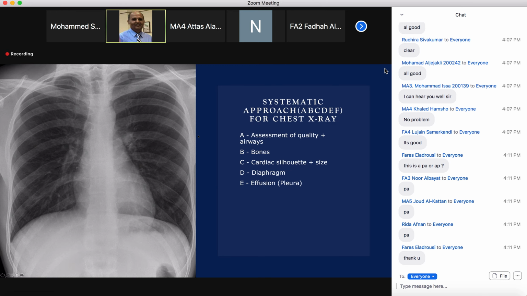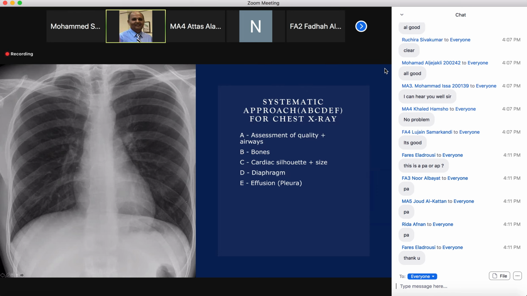How come in AP view the apex of the heart is on the left side? I think we should focus first on PA view. Then I park your question. We'll talk about that. Relax for that.